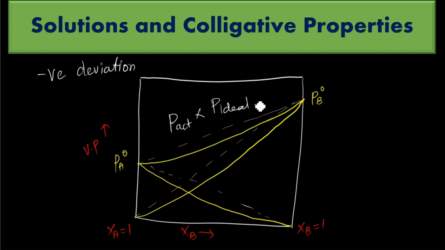Okay, then we are moving on to positive deviation. It's quite opposite to negative. When can this happen? First of all, what is this? The actual vapor pressure will be greater than the ideal scenario.